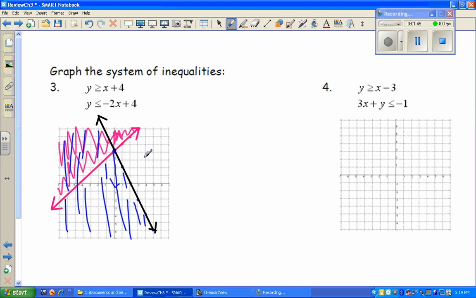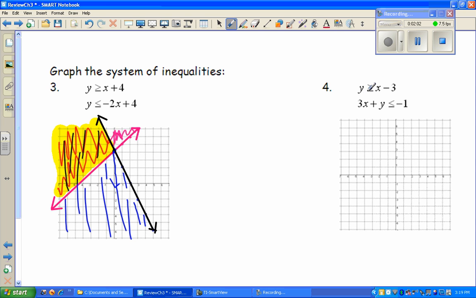Now what you need for the final answer, though, is you need the area where the shading overlaps, which is over here, and you want to be sure that you make this part of your graph really, really darkly shaded so that we can tell where your final answer is going to be.